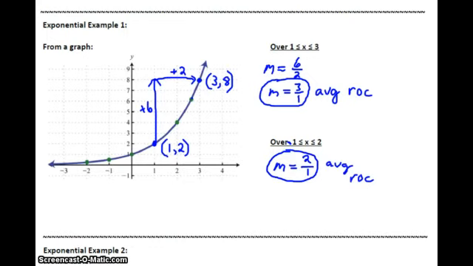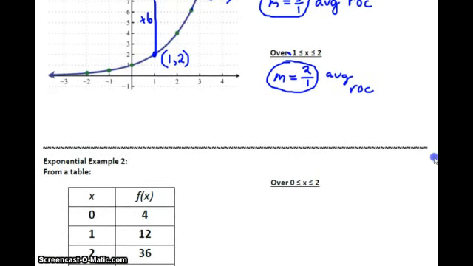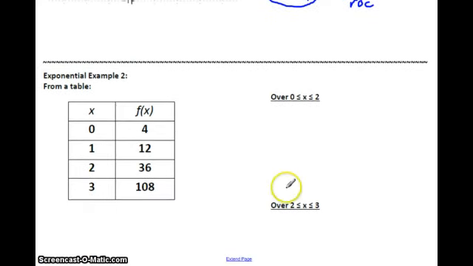Your SIA question is to do exponential example number 2. For each one of these, take the 2 points, find the slope between those two, and you're going to get your average rate of change.